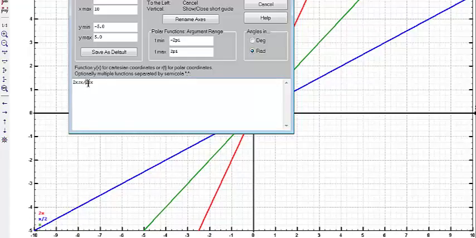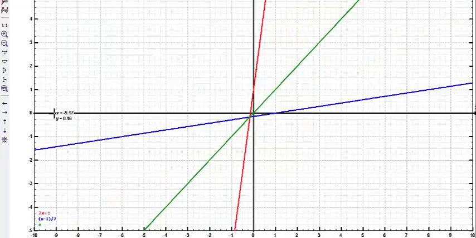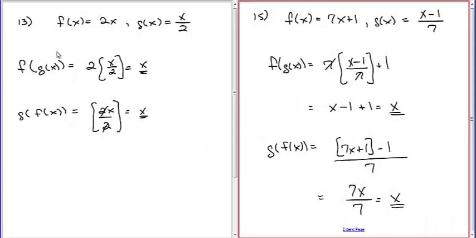Now we'll do the same thing here. So we have 7x plus 1 and x minus 1 divided by 7. Plot those. Something's wrong. No, they're right. Okay, so you see they meet right here on the green line, and then they are equidistant from the green line. The red line and the blue line are equally distant on opposite sides, so that proves that they are inverse functions.